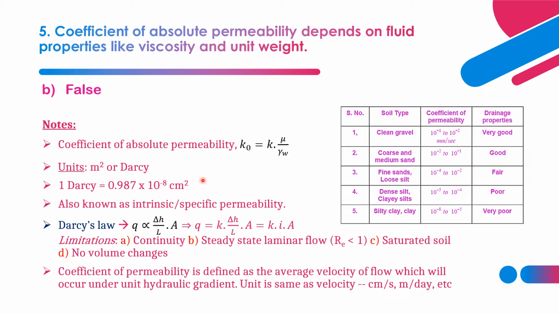This is the Darcy units for coefficient of absolute permeability. And we can also call this absolute permeability as intrinsic or specific permeability. And let's move on to Darcy's law. We have already discussed it in one of the previous questions. Now we shall see in detail.